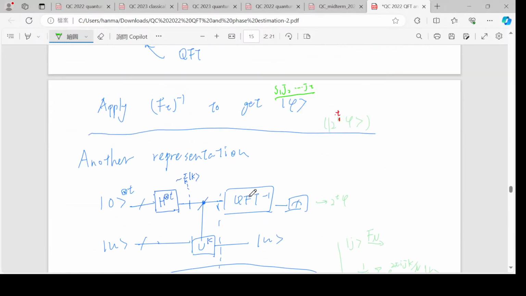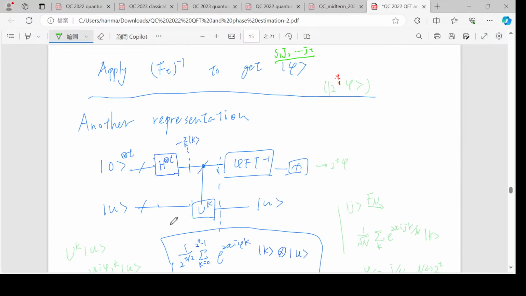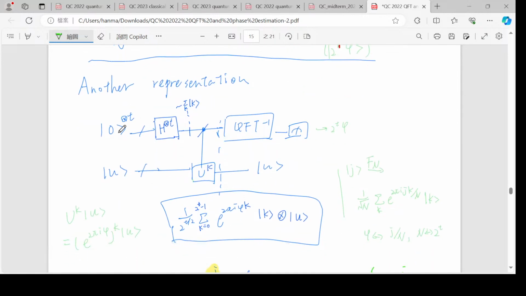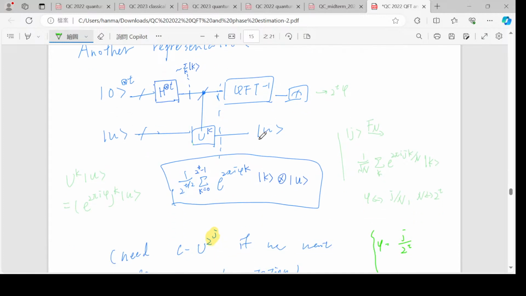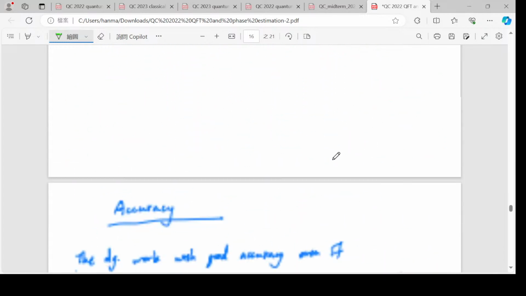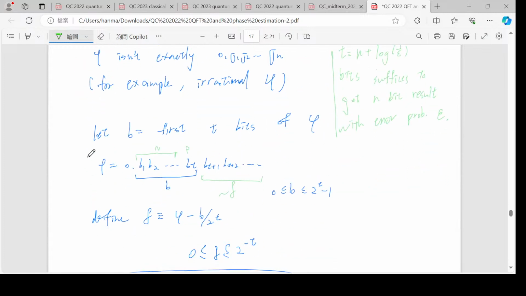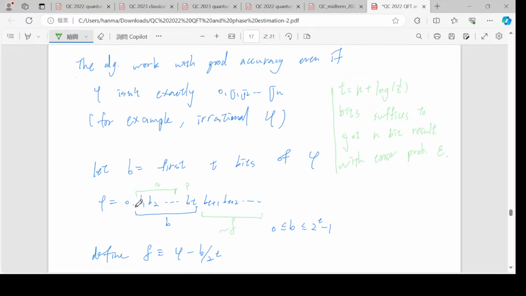That's a little different from this case, because here everything is exact, so it cannot fail. It will work with 100% probability if your phi is actually a bit string. But if phi is not a bit string, then we have some failure probability. Phi may even be an irrational number, so you have an infinite number of bits in the bit string. We want to estimate the first n bits of phi correctly, and actually we use t bits.